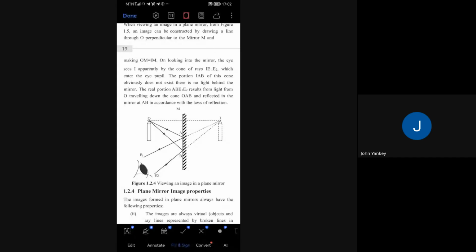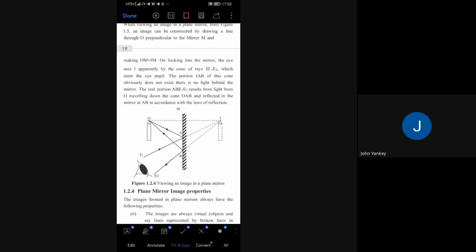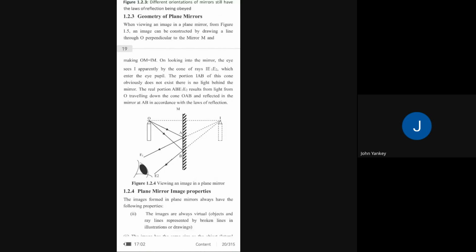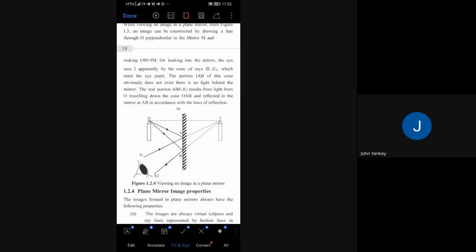This is page 16. Page 16 is showing how the eye sees the image of an object in a plane mirror. You will see a mirror labeled M, and then you see an object like a pencil labeled O, and then you see the eye. Now, how does the eye see the image? You see the image of the object drawn in broken lines behind the mirror. How does the eye see the image of this object behind the mirror?